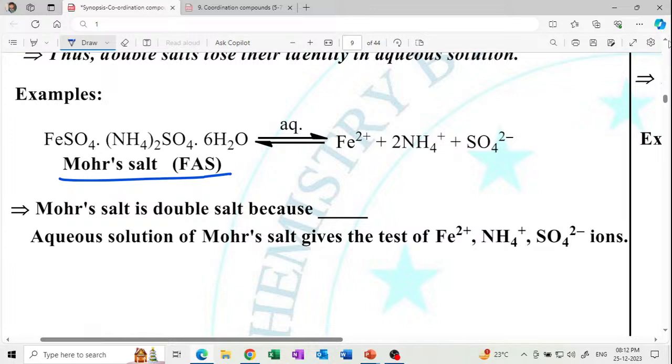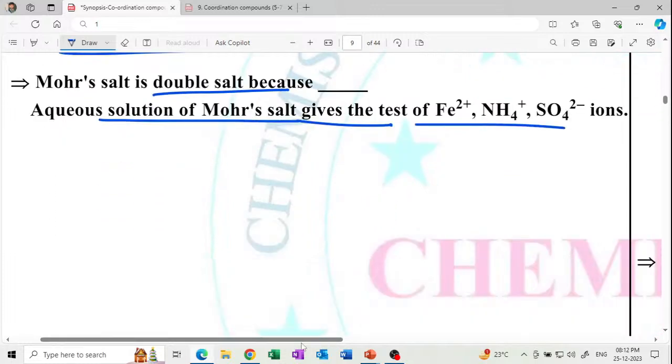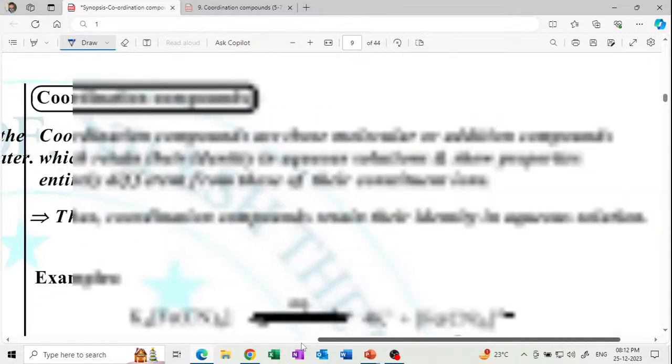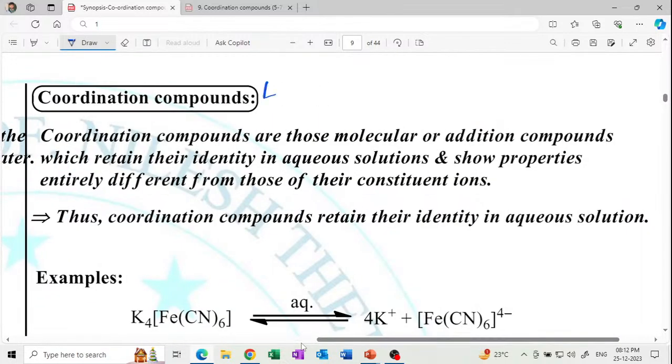Mohr's salt is a double salt because its aqueous solution gives the tests of both. So this is called a double salt. Carnallite is one more example of a double salt. Note that down. Next, coordination compounds.